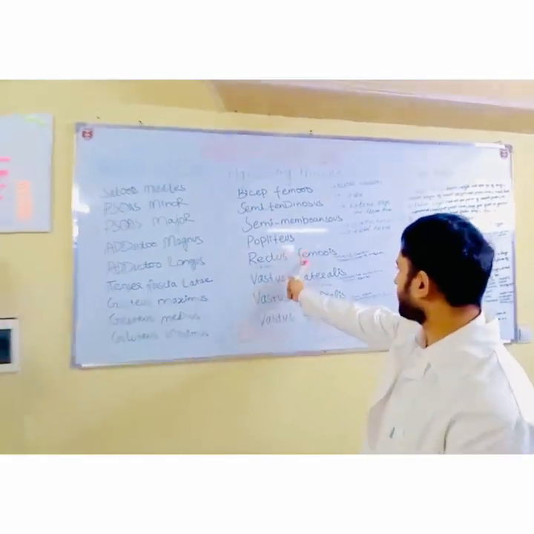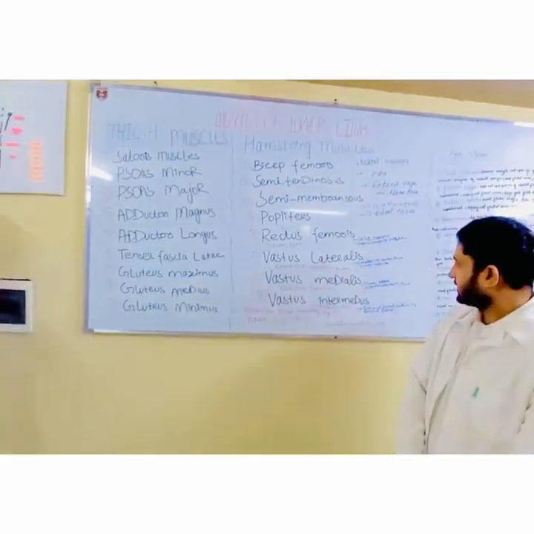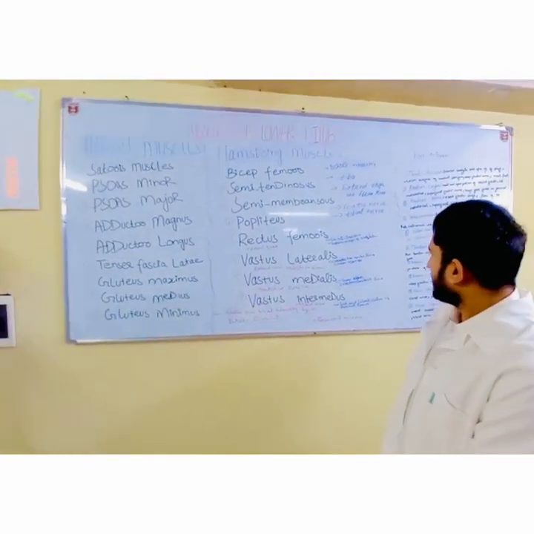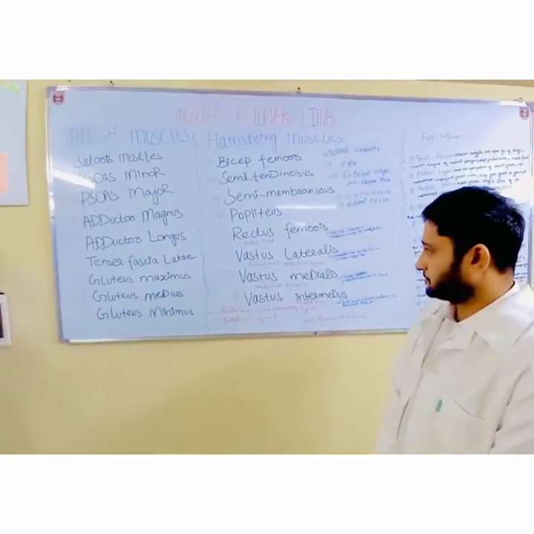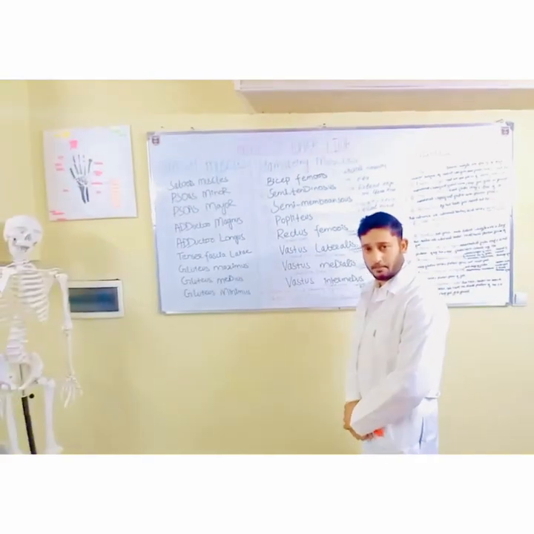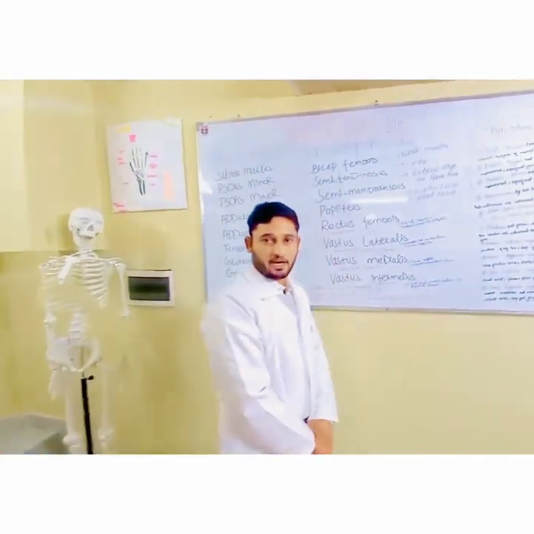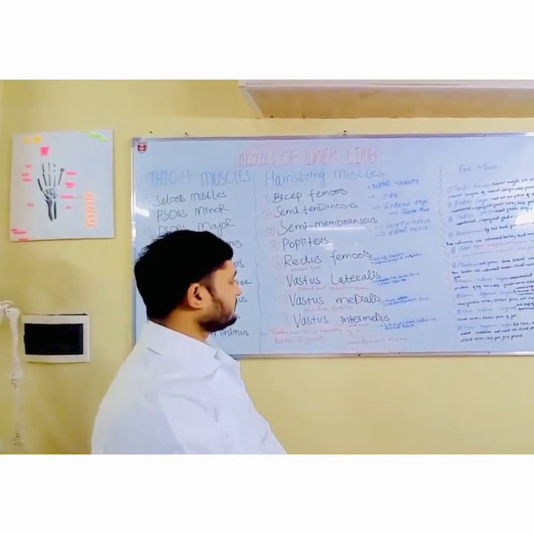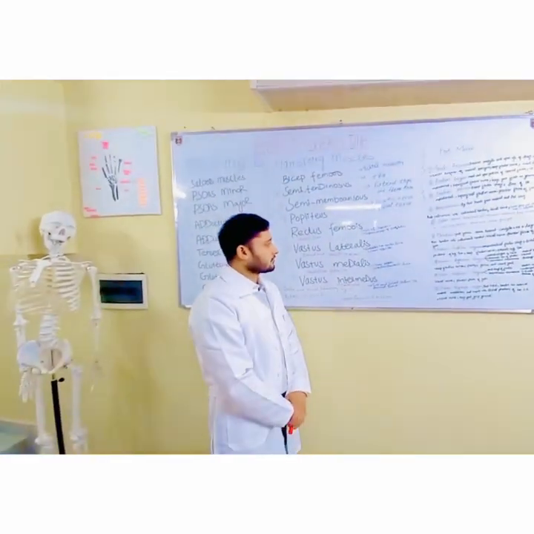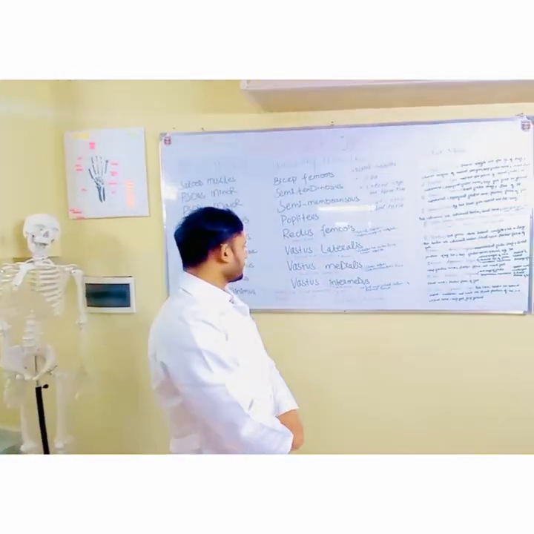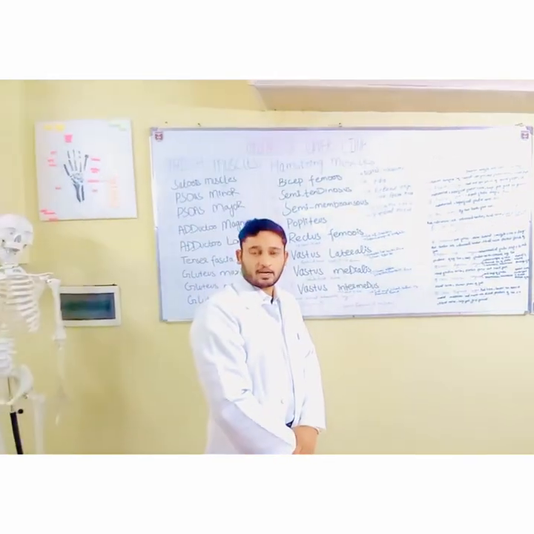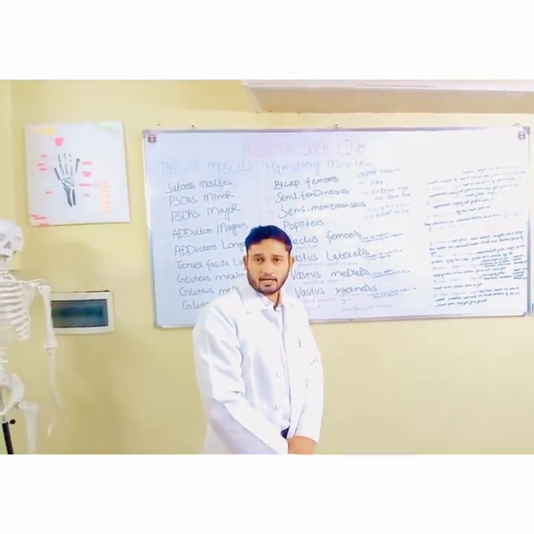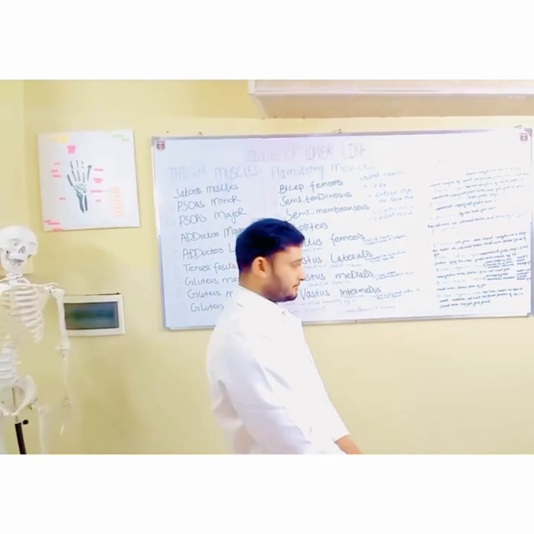The next muscle is rectus femoris. Its origin is the anterior inferior iliac spine and the superior margin of the acetabulum. Its function is to extend the knee, and it is innervated by the femoral nerve. The next muscle is vastus lateralis. Its origin is the greater trochanteric line and linea aspera. Its function is to extend and stabilize the knee. It is also innervated by the femoral nerve.